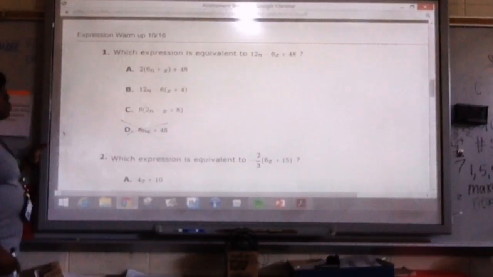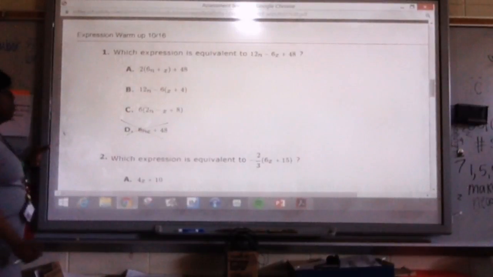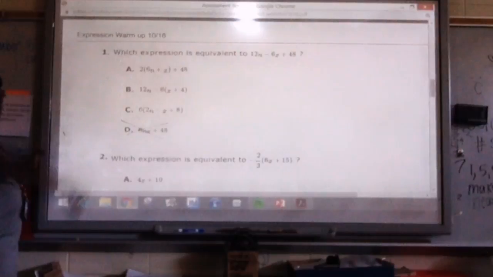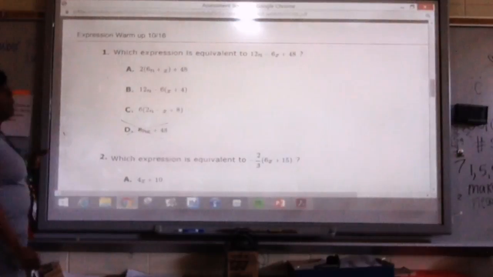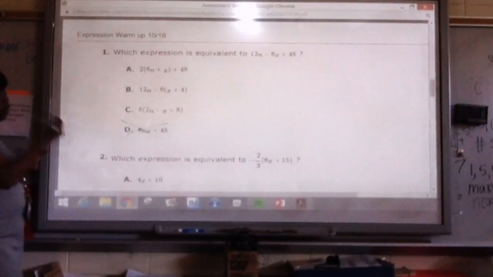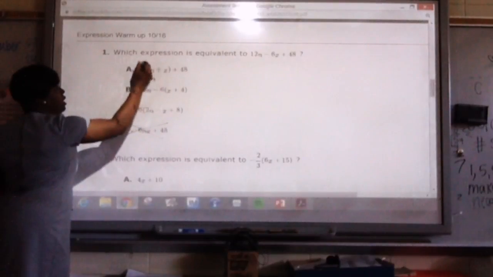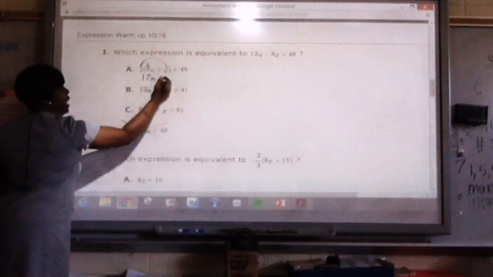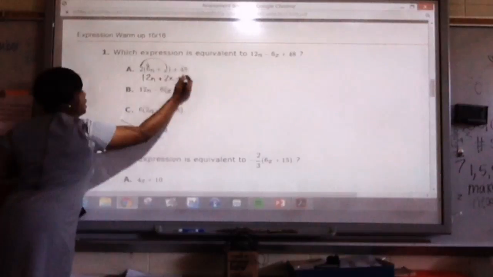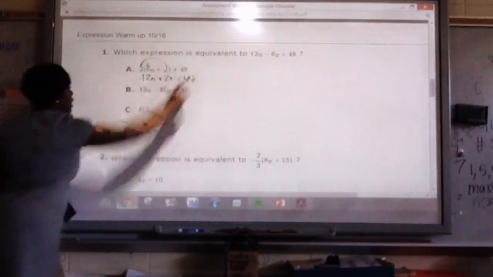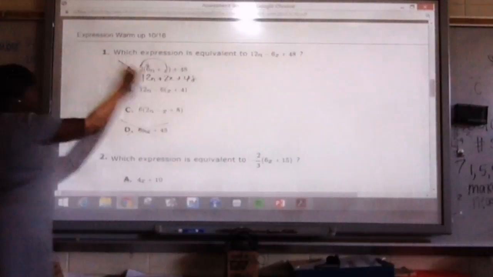Now, for the other options, A. How would I solve A? What would be the first step I need to do? I need everybody to participate. Multiply. I would multiply, but what property is that? Distributive. You need to make sure that 2 goes to everybody. That's 12n plus 2x plus 48. Does that give me the answer we're looking for? No. So therefore, A is not the answer.